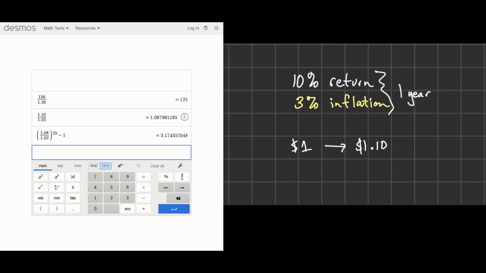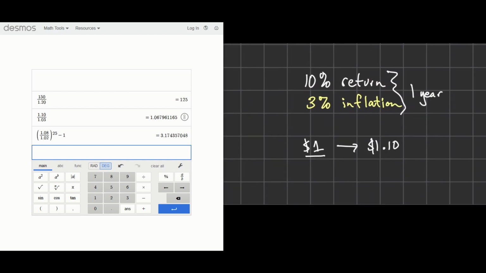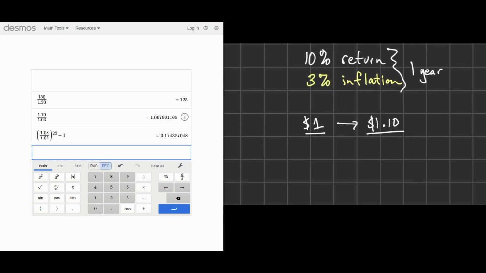So if there had been zero inflation over this 1 year, your dollar would turn into $1.10, and you would have $1.10 worth of purchasing power, 10% more purchasing power. However, since there's 3% inflation, that means that the dollar itself, from inflation, $1.03 this year is the equivalent of what a dollar would have bought last year. Okay. So last year's dollar now is really the equivalent of $1.03. That's how much you need to purchase what used to cost $1 last year.